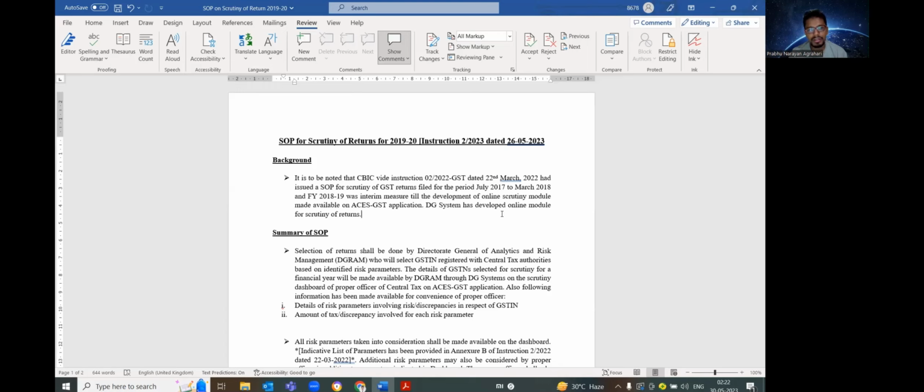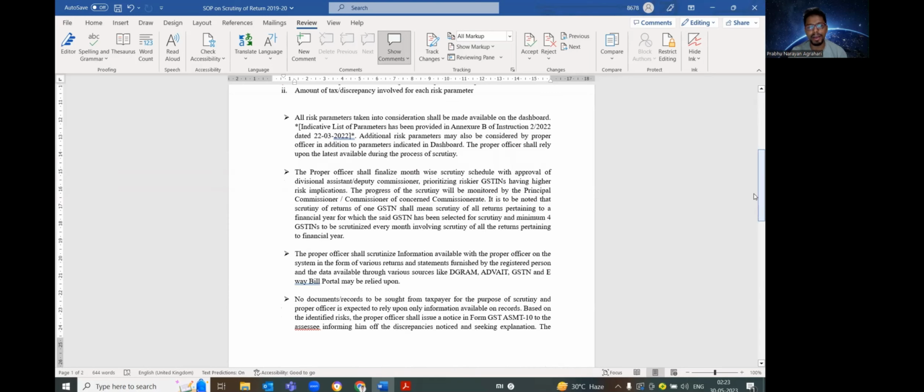It means the return is selected if there are high risks, or if a high amount is involved. The risk parameters are given in Annexure B of Instruction 2/2022 dated 22nd March 2022. The indicative list of parameters given in Annexure B are considered while scrutinizing the returns.